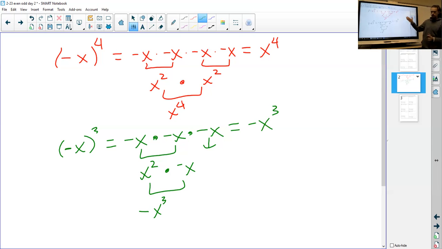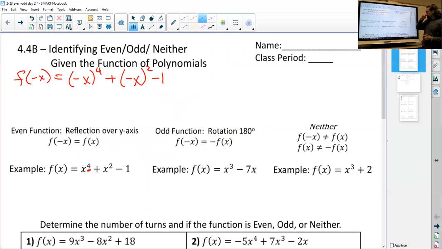Not too bad, hopefully. If not, write it down, because that's always the rule. You don't even have to understand it. It's just the way it is. Okay, so going back to the problem.